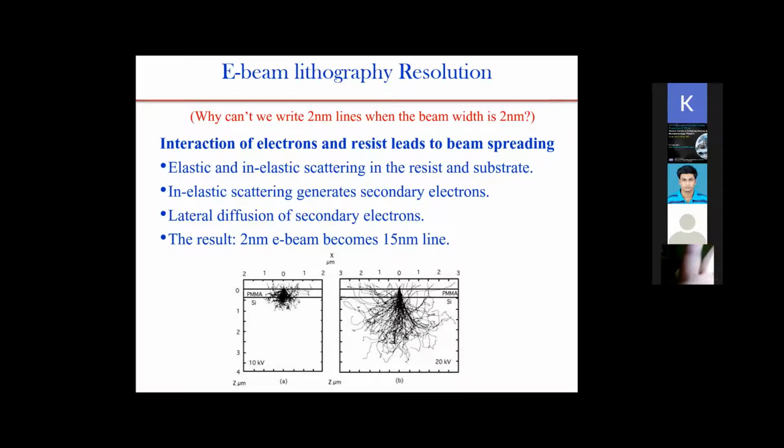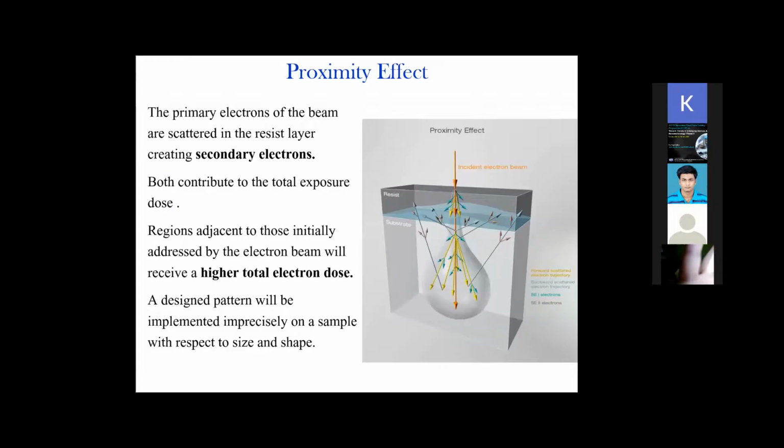So the best you can achieve is a 12 nanometer line using a 2 nanometer e-beam. That is what I have told earlier also. As a disadvantage, this formation of secondary electrons due to the interaction of your electron beam with the resist or anything else actually causes the main problem, and it limits the resolution of the EBL system to 10 to 15 nanometer. You cannot go below that.